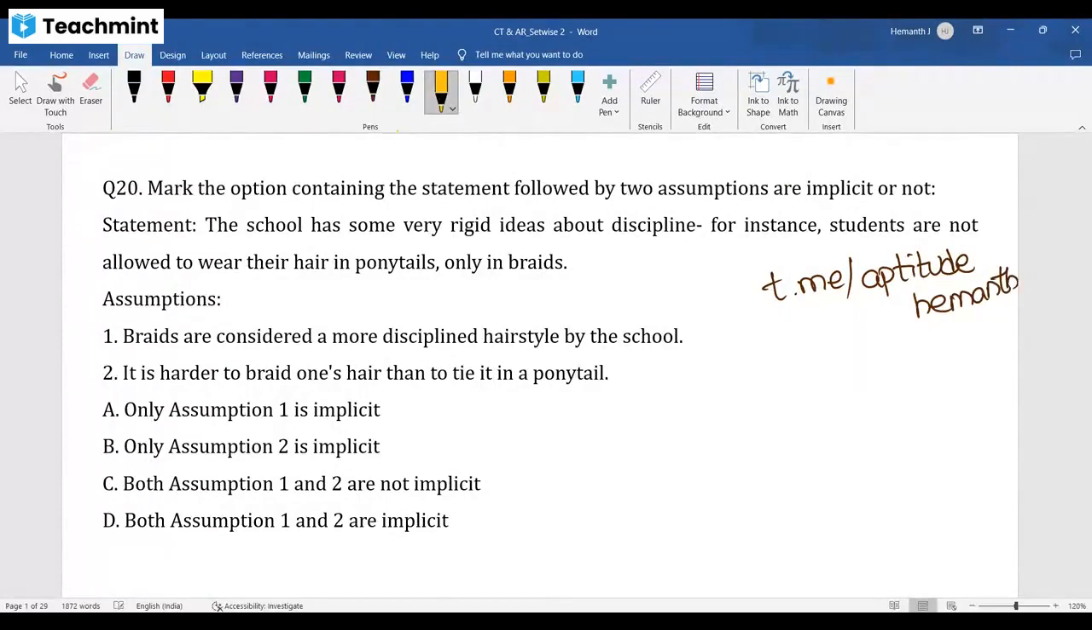Right. So let's see about this question: statement and assumptions. Here, I already mentioned that an assumption is nothing but this: the statement is given by a person. While giving the statement, what is that person assuming? Please understand the topic basically. What is that person assuming by giving that statement?